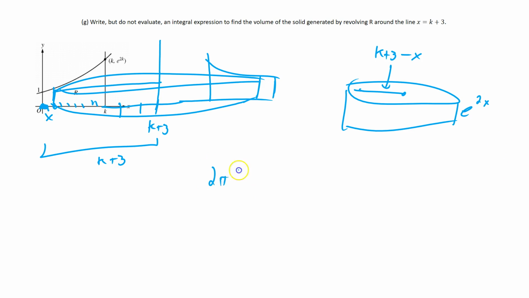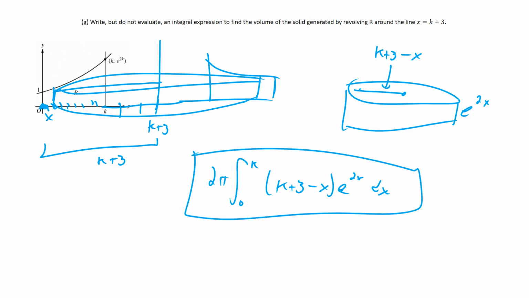So 2 pi integral 0 to k, k plus 3 minus x. That's our radius. As x increases, the radius is getting smaller and smaller. That makes sense because we're taking more away. Times e to the 2x dx. That's all there is to it. Hopefully you're getting better at doing these. After you do a bunch of them, finding these radii becomes easier and easier and easier.